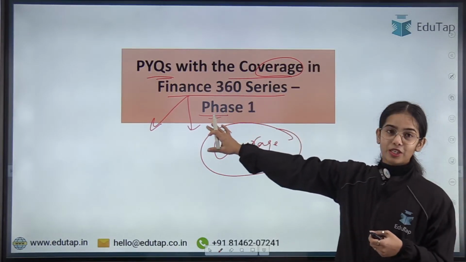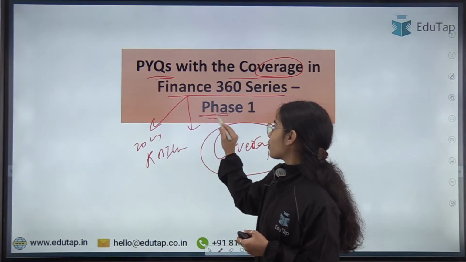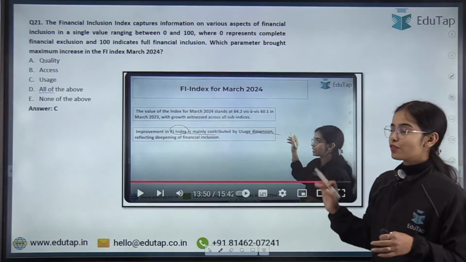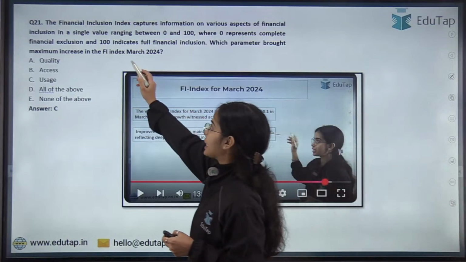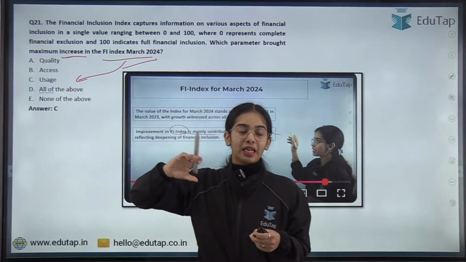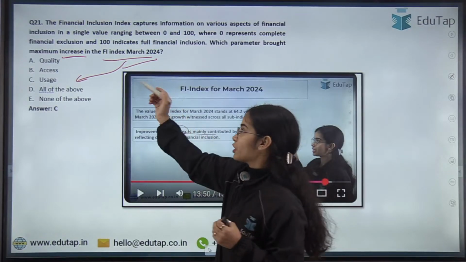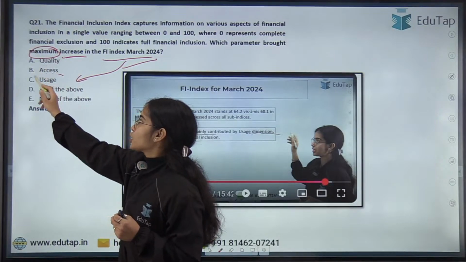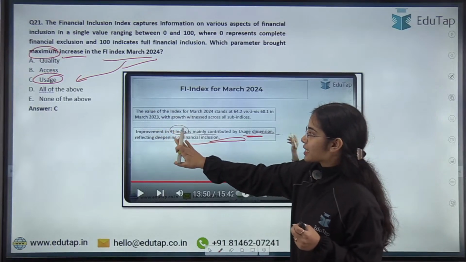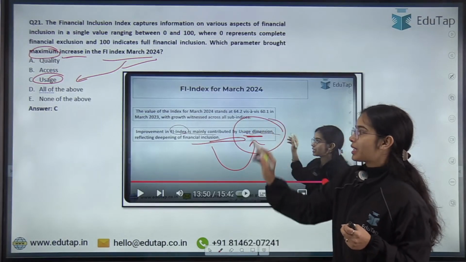We will see how many questions in the PYQs of 2024, in the RBI Grade B phase 1, came from the Finance 360-degree series. How much coverage was provided to you? First, the question was on the Financial Inclusion Index of March 2024, asking which indicator increased by the maximum. That was usage. Here you can see the usage dimension was highlighted, that the improvement in the Financial Inclusion Index in March 2024 was contributed maximum by the usage dimension.